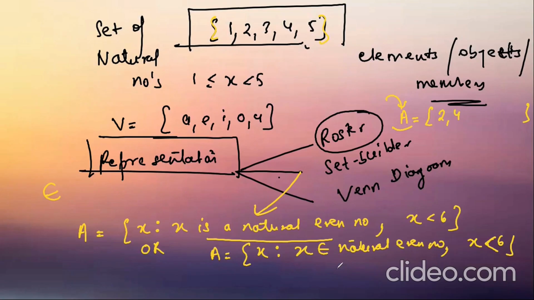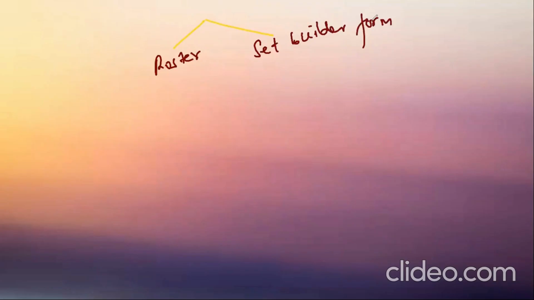Let's say, for example, we will take another example. Let's say I am talking about the set of the days in a week. When we are talking about the set of days in a week, we have two forms. The major one, which is the first one, is the roster form, and second is the set builder form. Okay, now let's complicate it more.